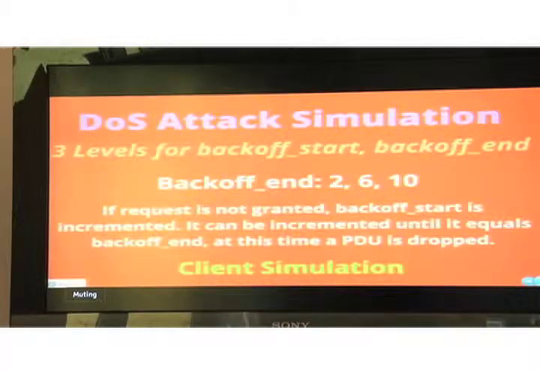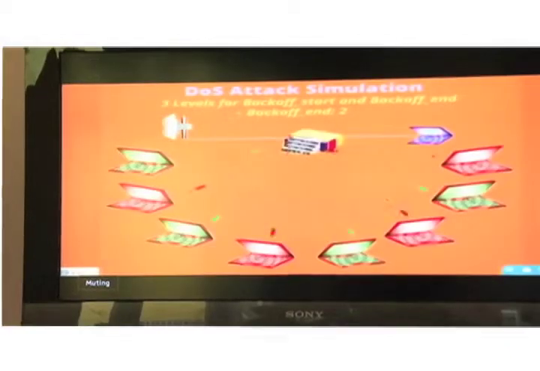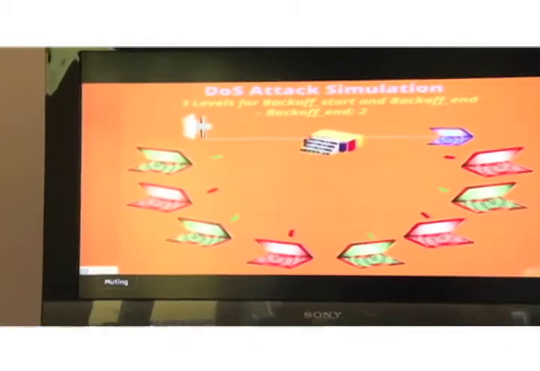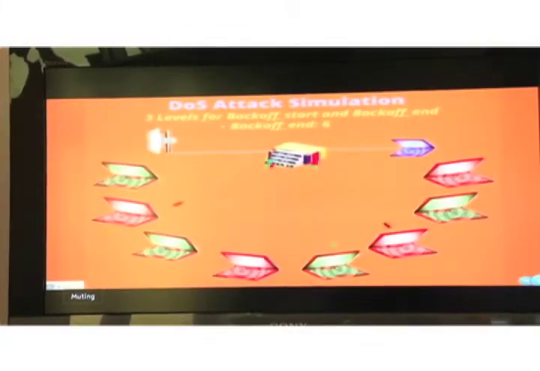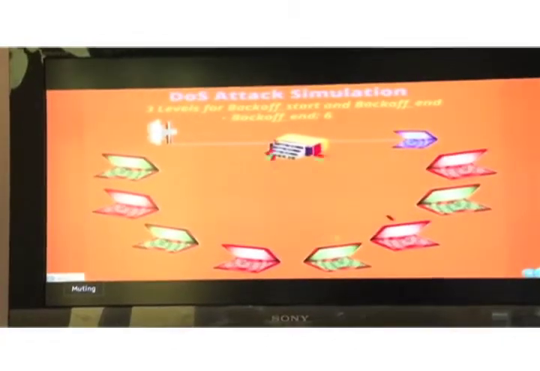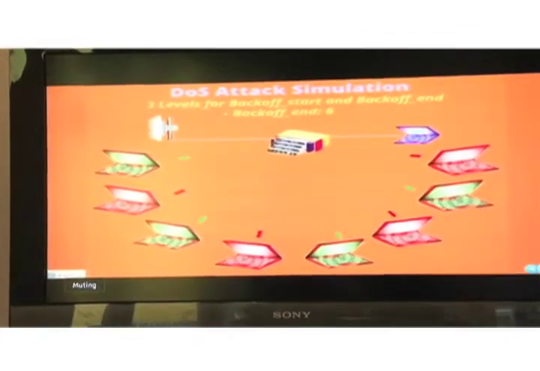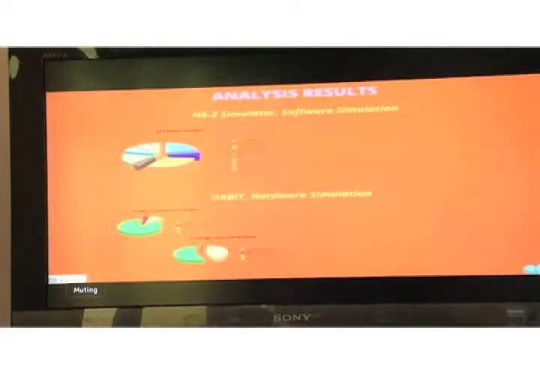And then we're going to look at back off end in a video simulation here. Again, for back off end, the videos are trying to simulate the attacker nodes keeping a constant setting for back off end, while we vary the level of back off end for our client nodes. The concept behind these videos is to show what we believe the packet rate is, how the packet rate is going to be affected, and what packets actually get through to the base station.